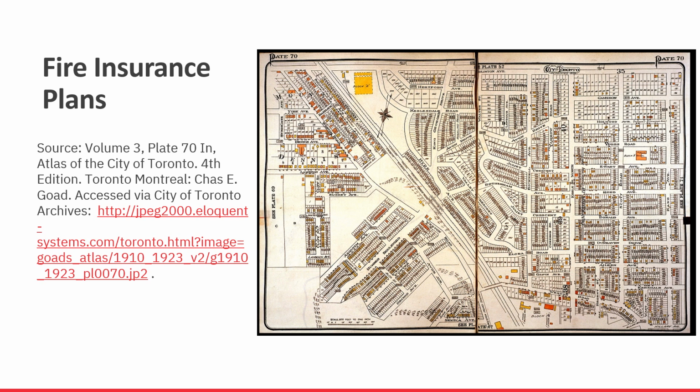In this example, we have a fire insurance plan from 1923 of the Mount Dennis area of the City of Toronto, near Weston Road and Eglinton. This map represents every physical structure from this neighborhood, including homes, schools, public offices, businesses, and commercial buildings.